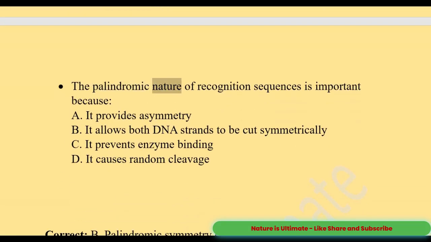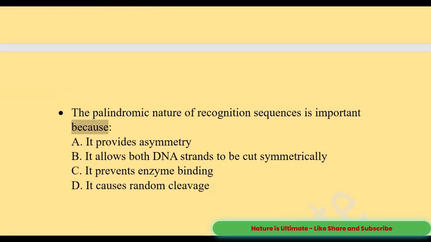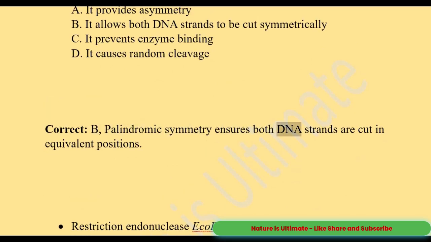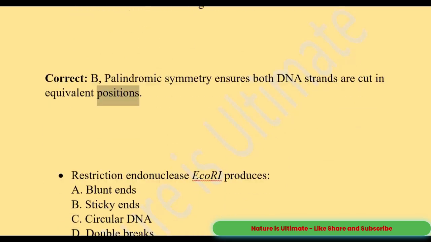The palindromic nature of recognition sequences is important because: A. It provides asymmetry. B. It allows both DNA strands to be cut symmetrically. C. It prevents enzyme binding. D. It causes random cleavage. Correct: B. Palindromic symmetry ensures both DNA strands are cut in equivalent positions.